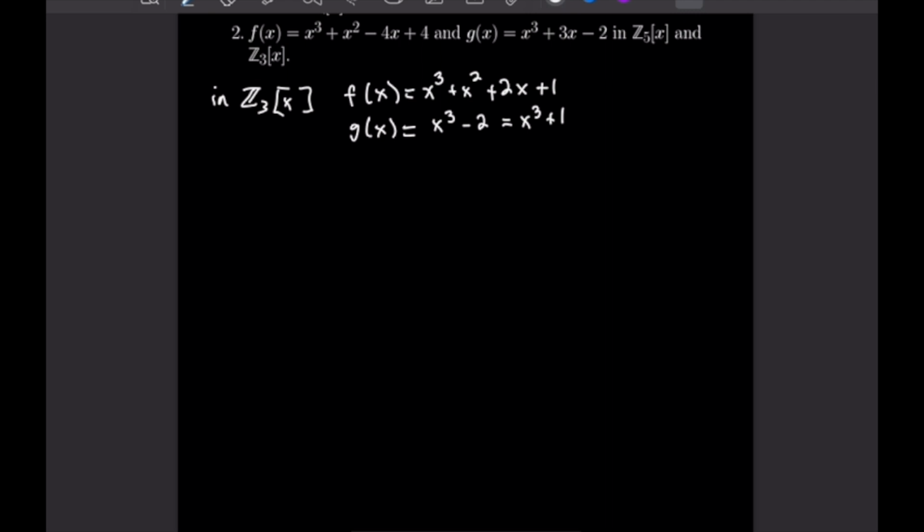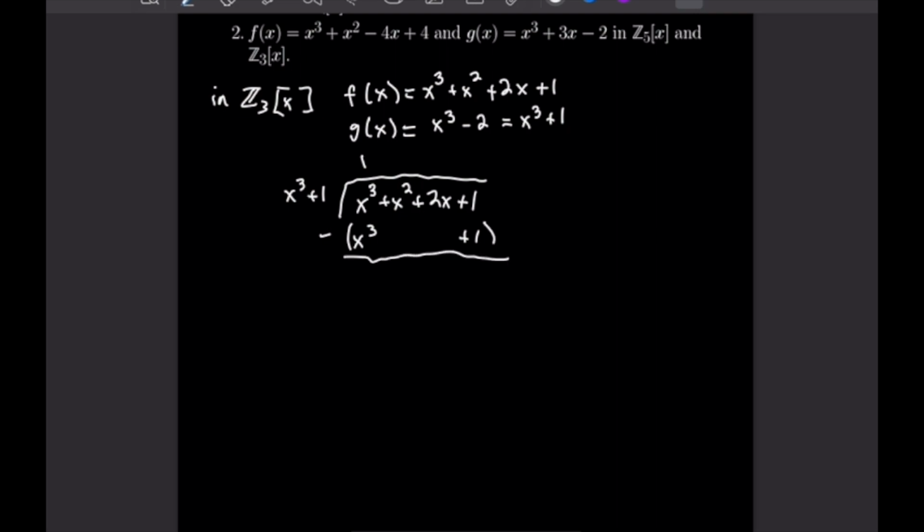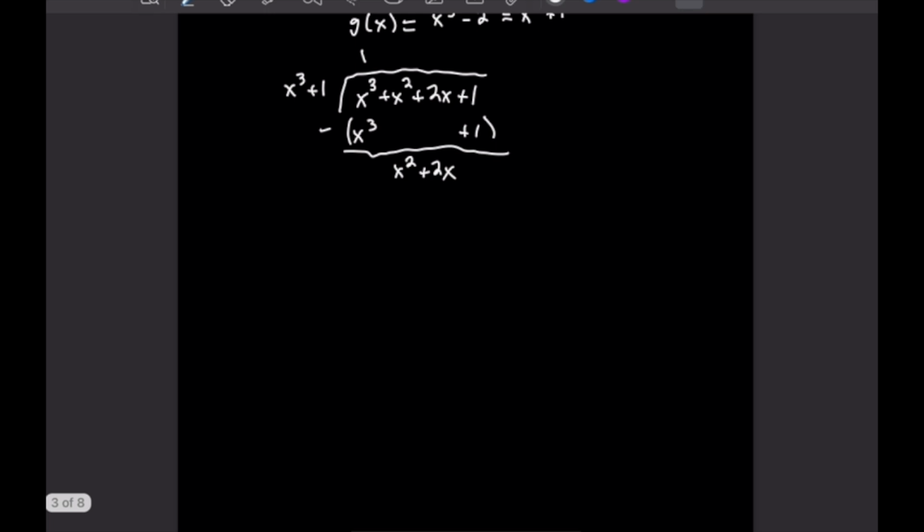So let's go ahead and divide our f of x by our g of x now. So we have x cubed plus x squared plus 2x plus 1. We are dividing by our g of x, which is given by x cubed plus 1. Now all we need to do is multiply by 1 to match up those leading coefficients, and we'll have x cubed and then a plus 1 over here. We will then group and subtract, and once we do that, we'll be left with x squared plus 2x, and our 1's will cancel out. So now we want to divide our g of x by this new remainder. So we'll have x cubed plus 1, and we are dividing by x squared plus 2x.